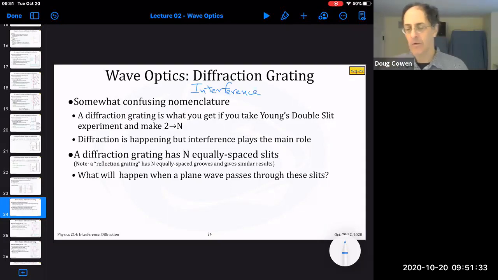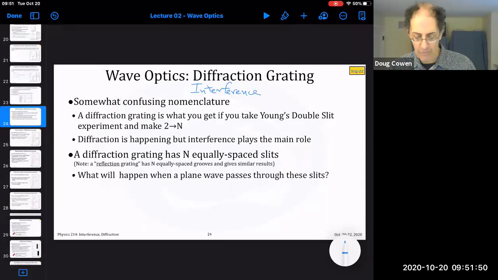You can also have what's called a reflection grating, where instead of having lots of slits, you have lots of grooves very near one another. So what happens when a plane wave passes through these slits or bounces off of these grooves?